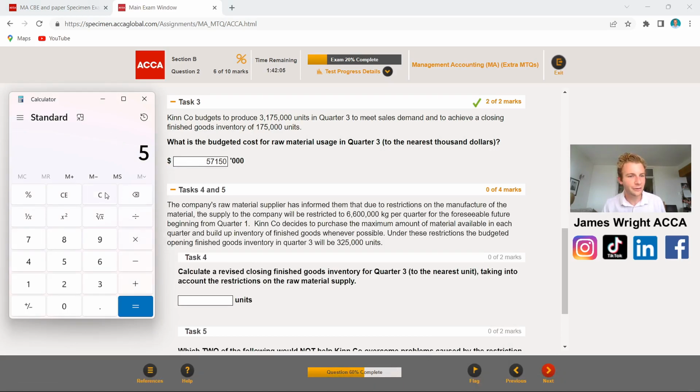So I know it got cut off as you went through, but just to reiterate, 3175, just quickly doing it for the video, just in case anyone goes, James, where did that figure come from? That's where it came from on there. So the 57150, and then we don't need to put on the 3 zeros for the thousands on the end. Okay, super duper. All good, crystal clear.